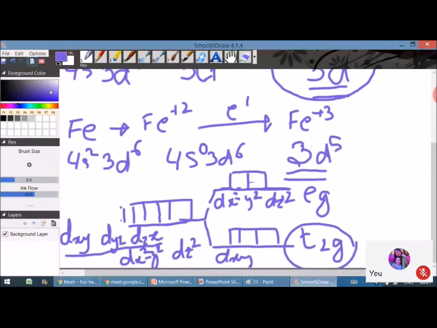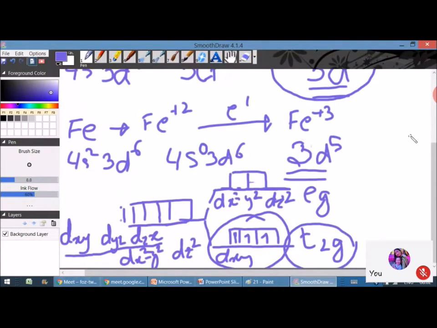According to Hund's rule of multiplicity, the orbitals first fill singly, then only pairing will occur. So when you write the electronic configuration for Cr plus 3, this is the configuration. This is half filled, and this is stable.